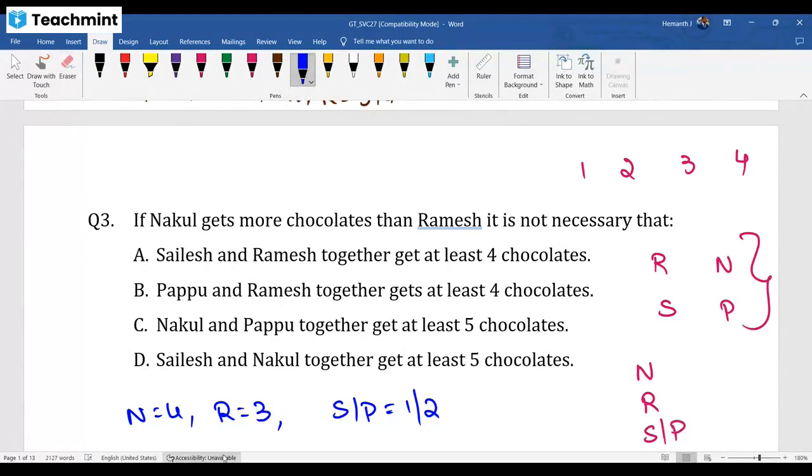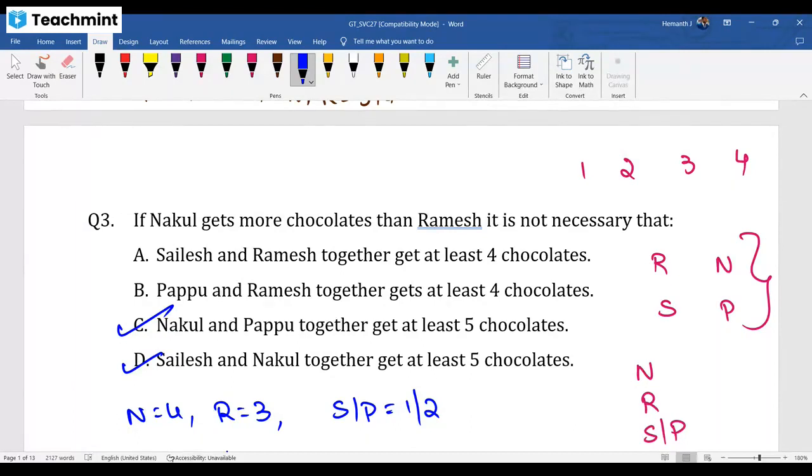Now, Nakul and Pappu together, at least 5. Correct. Nakul is 4, Pappu 1 or 2. 4 plus 1 means 5, 4 plus 2 is 6. Nakul and Pappu together, at least 5 is correct. Sailesh and Nakul together, at least 5 is also correct. Pappu and Ramesh together, at least 4 is also correct.